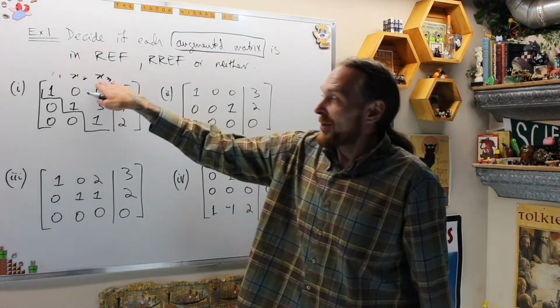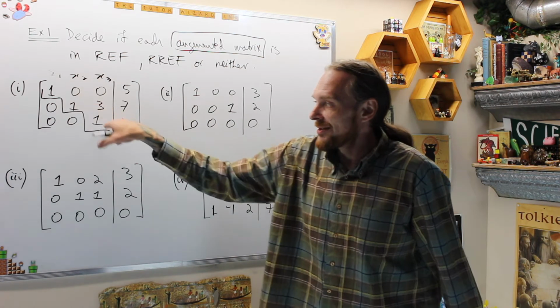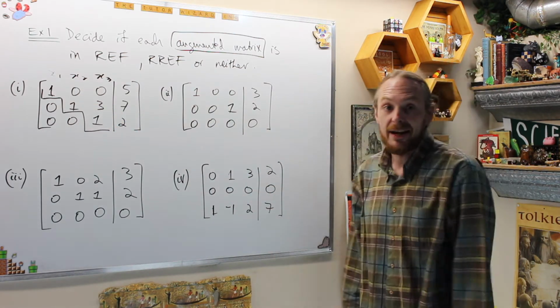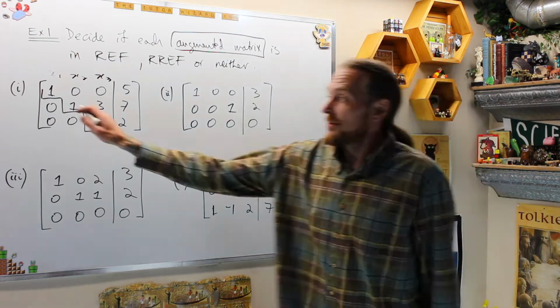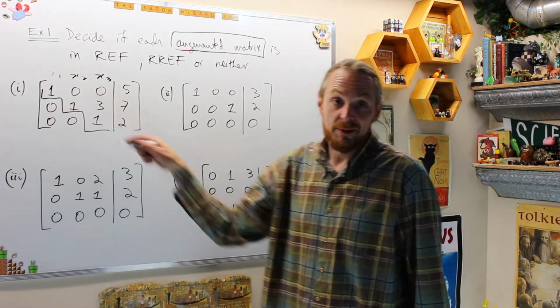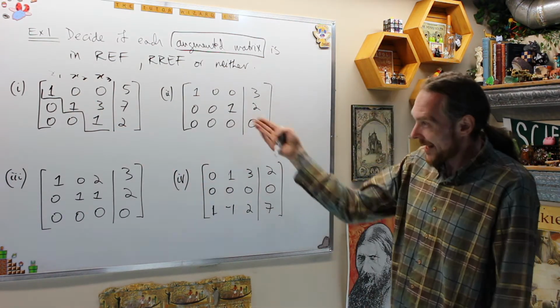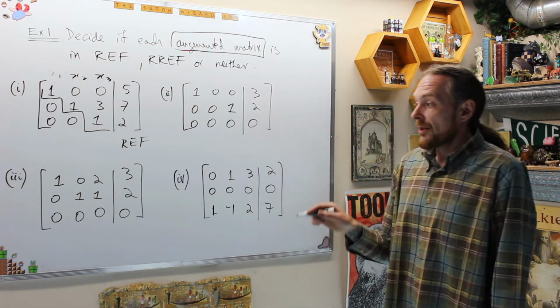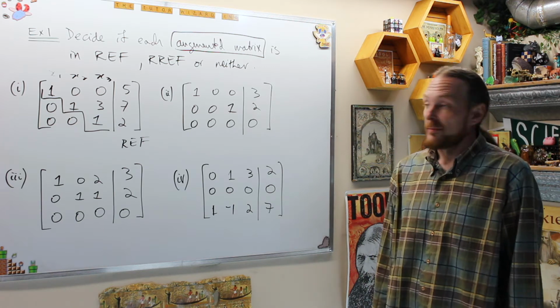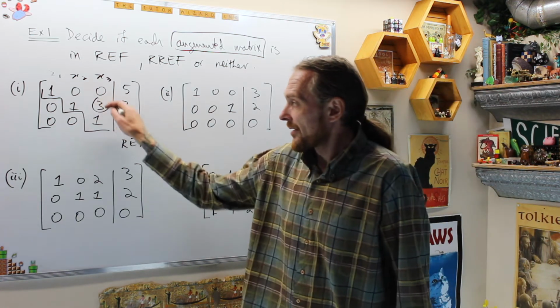So I had 3 variables was my point. I have 3 leading ones in a staircase. So this is REF, and there's going to be a unique solution to this system of 3 equations and 3 unknowns. So when I compare, they're further to the right in the lower rows. The next one, so this is REF. Is it in reduced row echelon form? No. This guy is the problem now.